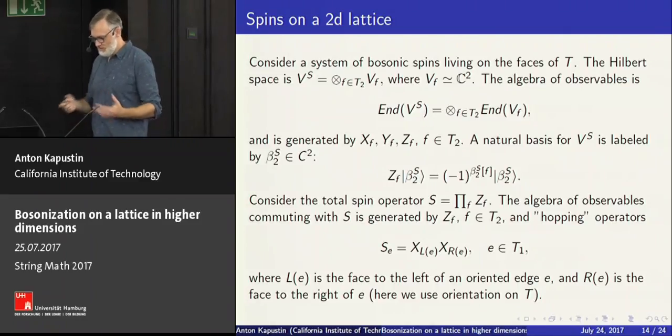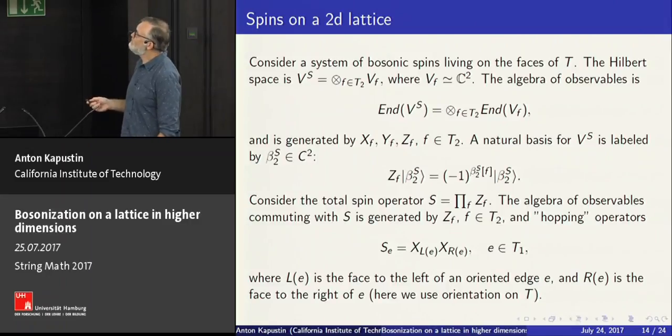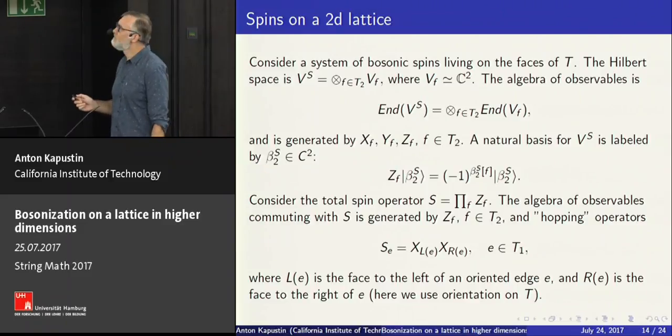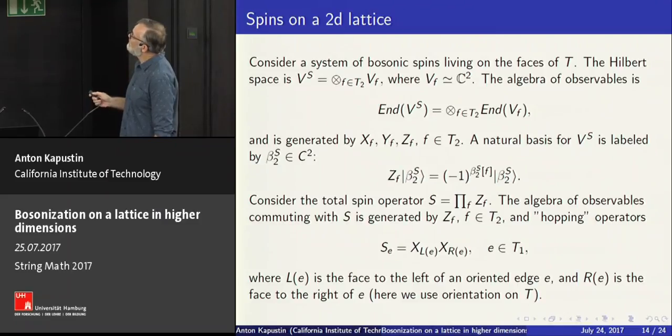What are the bosonic and fermionic systems we are going to consider? Well, spins are going to be defined similarly as before. Spins are going to be living on, well, I need to make a choice. Suppose we live on faces of the triangulation. And the Hilbert space is going to be a tensor product. And the algebra of observables is simply the usual tensor product of these endomorphism algebras. So I have these Pauli matrices, X_F, Y_F, and Z_F for every face.